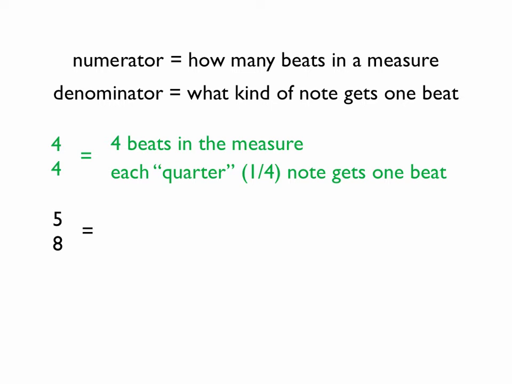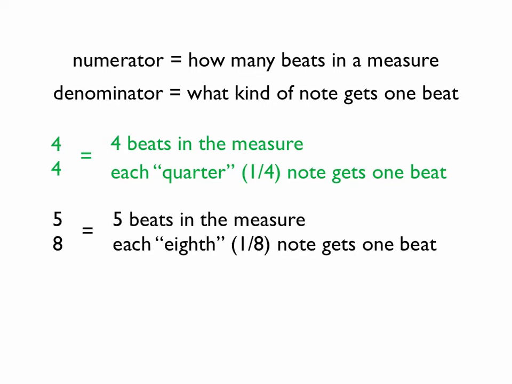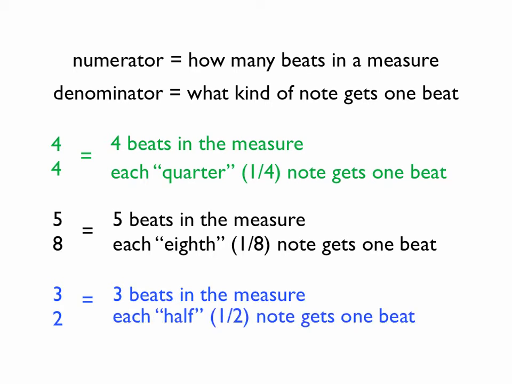A 5-8 time signature tells you there are 5 beats in a measure. Each eighth note gets one beat. A 3-2 time signature tells you there are 3 beats in the measure. Each half note gets one beat. What do I mean by half note, eighth note, quarter note?